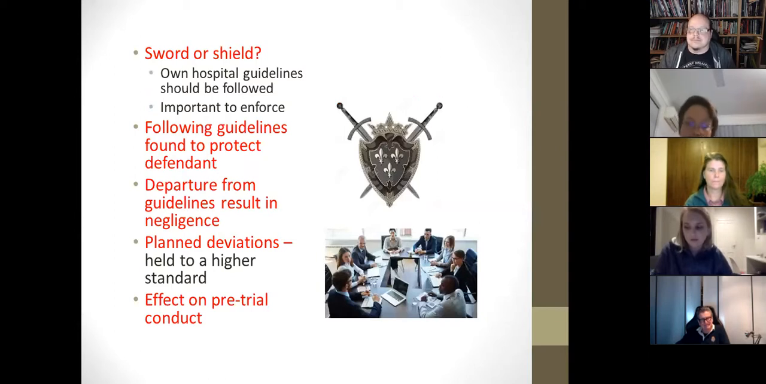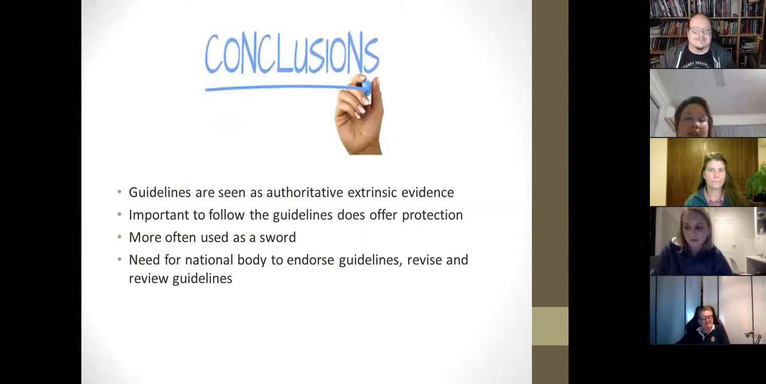So in conclusion, I can say that guidelines are seen as authoritative extrinsic evidence, a part of the expert evidence. It is important to follow the guidelines as it does offer protection, and actually it's more often used as a sword by plaintiffs. And there is a real need for a national body to endorse, revise and review guidelines.